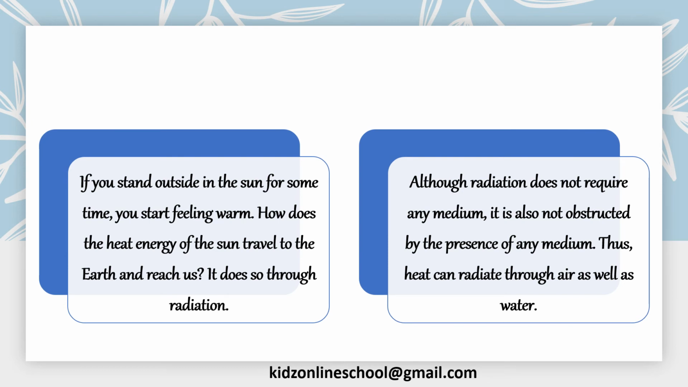If you stand outside in the sun for some time, you start feeling warm. How does the heat energy of the sun travel to the earth and reach us? It does so through radiation. Although radiation does not require any medium, it is also not obstructed by the presence of any medium. Thus heat can radiate through air as well as water.